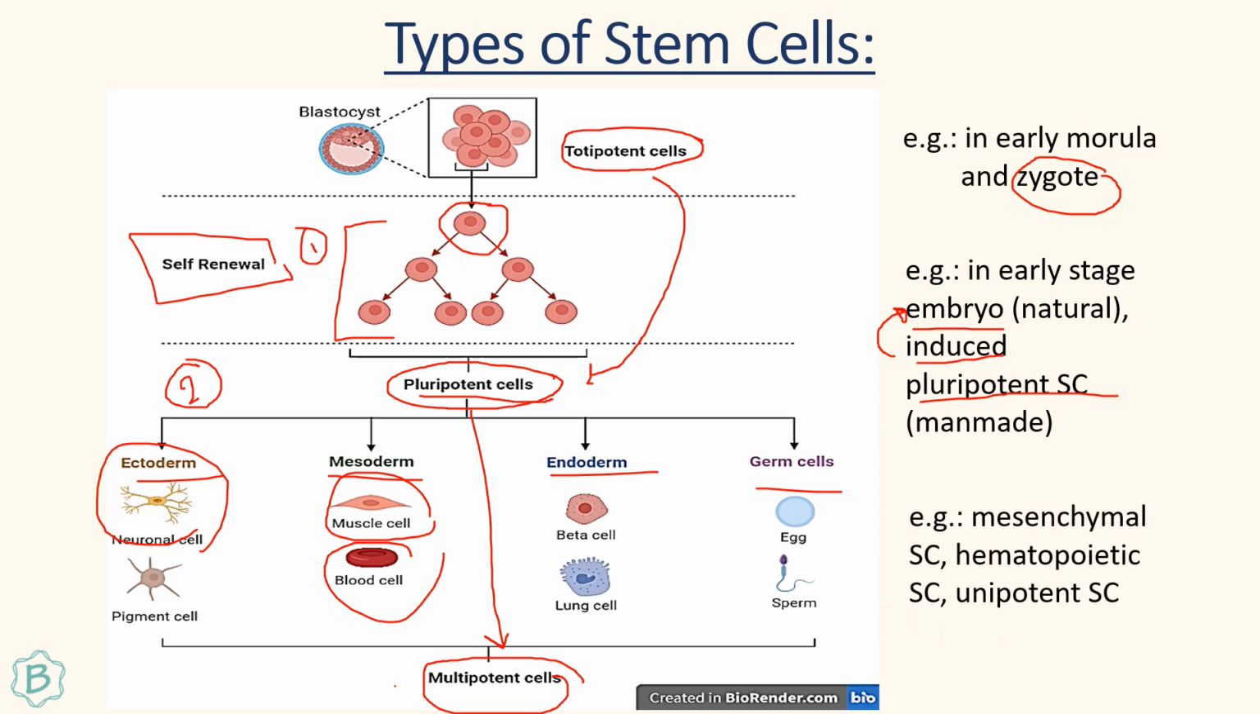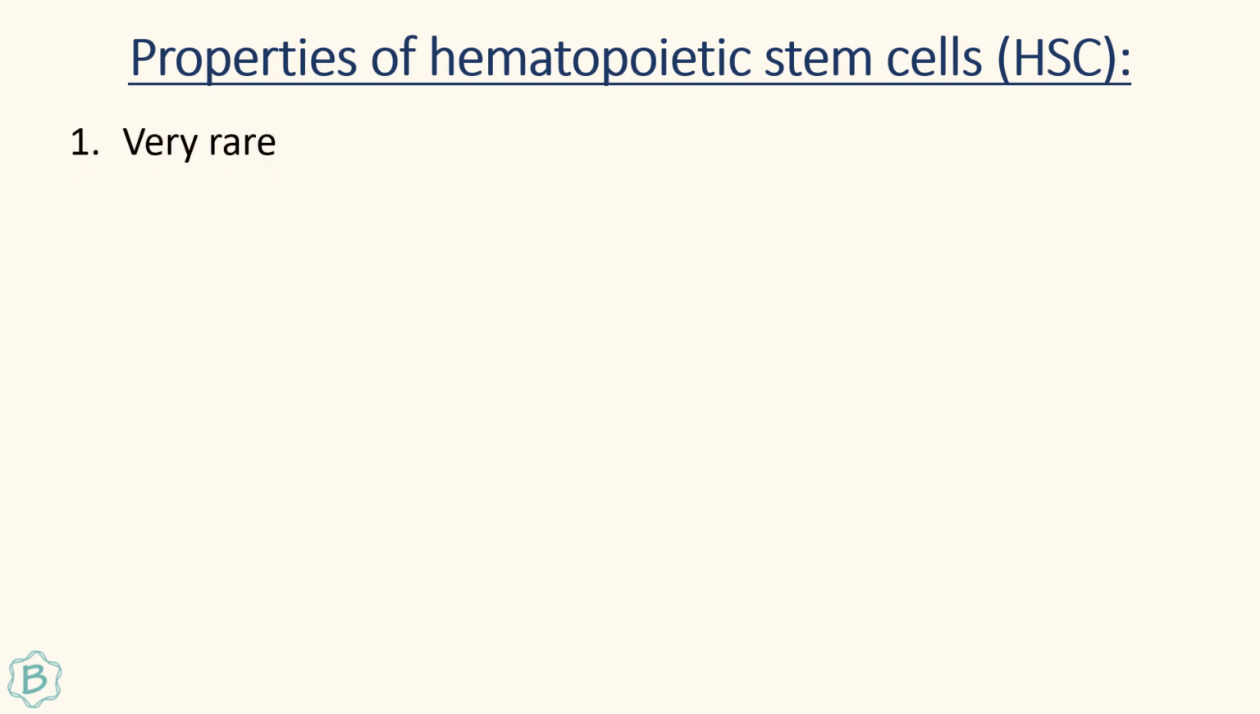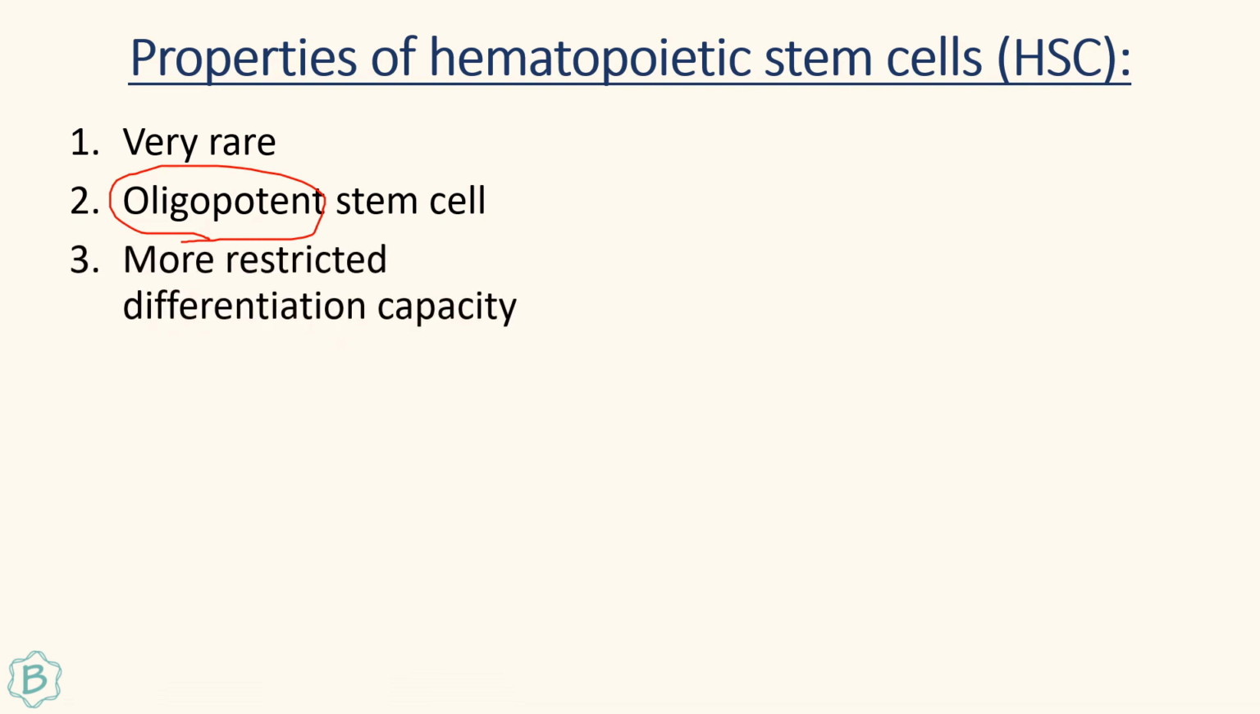Multipotent stem cells include mesenchymal stem cells, hematopoietic stem cells, and unipotent stem cells. Our primary focus for today will be solely on hematopoietic stem cells. Now we will be looking at the important properties of hematopoietic stem cells. First is that they are very rare compared to all the other cells present in your body. These are a type of oligopotent stem cell. Oligopotent is nothing but a subtype of multipotent stem cell, and they function very similar to multipotent stem cell. However, they have a more restricted differentiation capacity. In the upcoming slides, we will see exactly what this means.